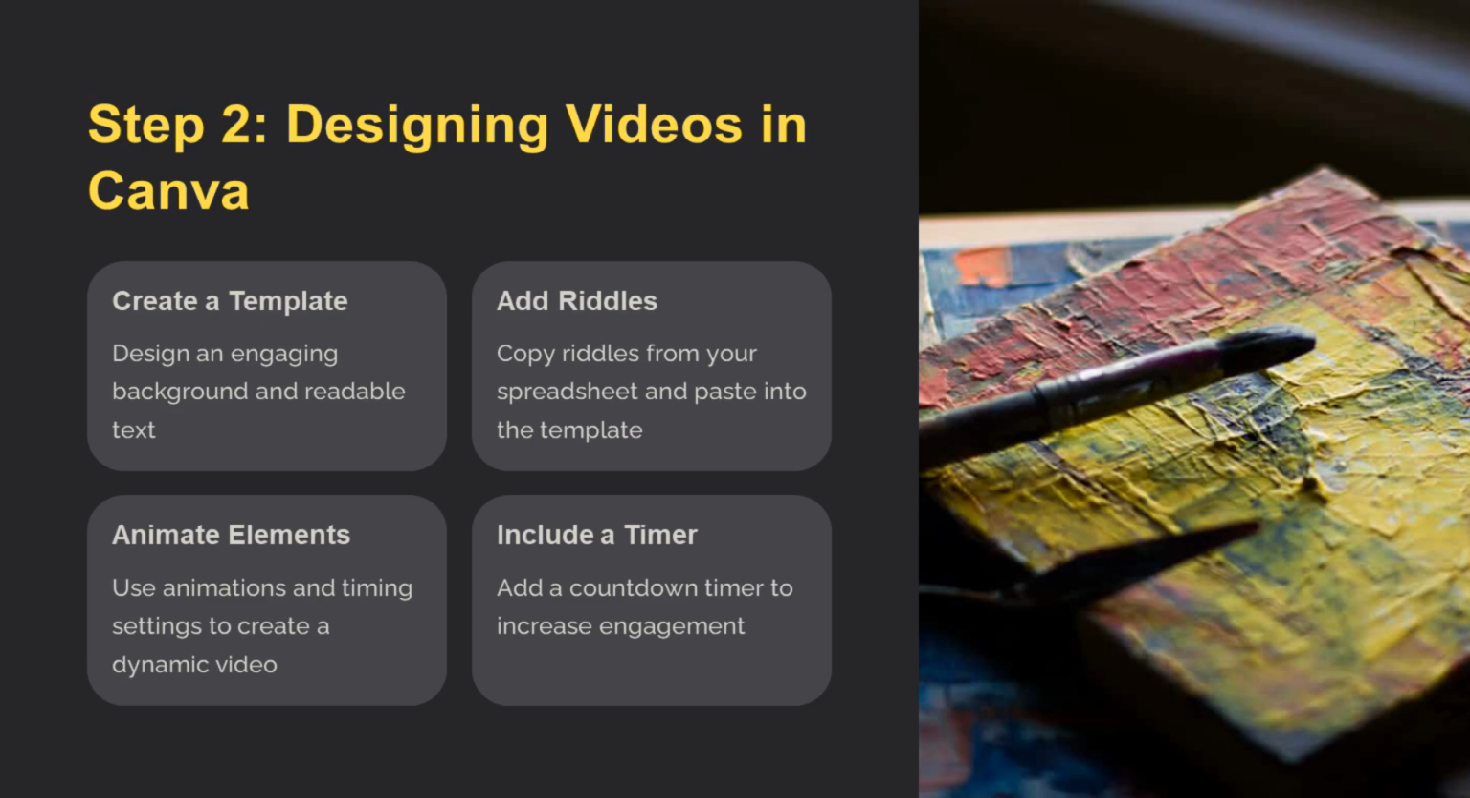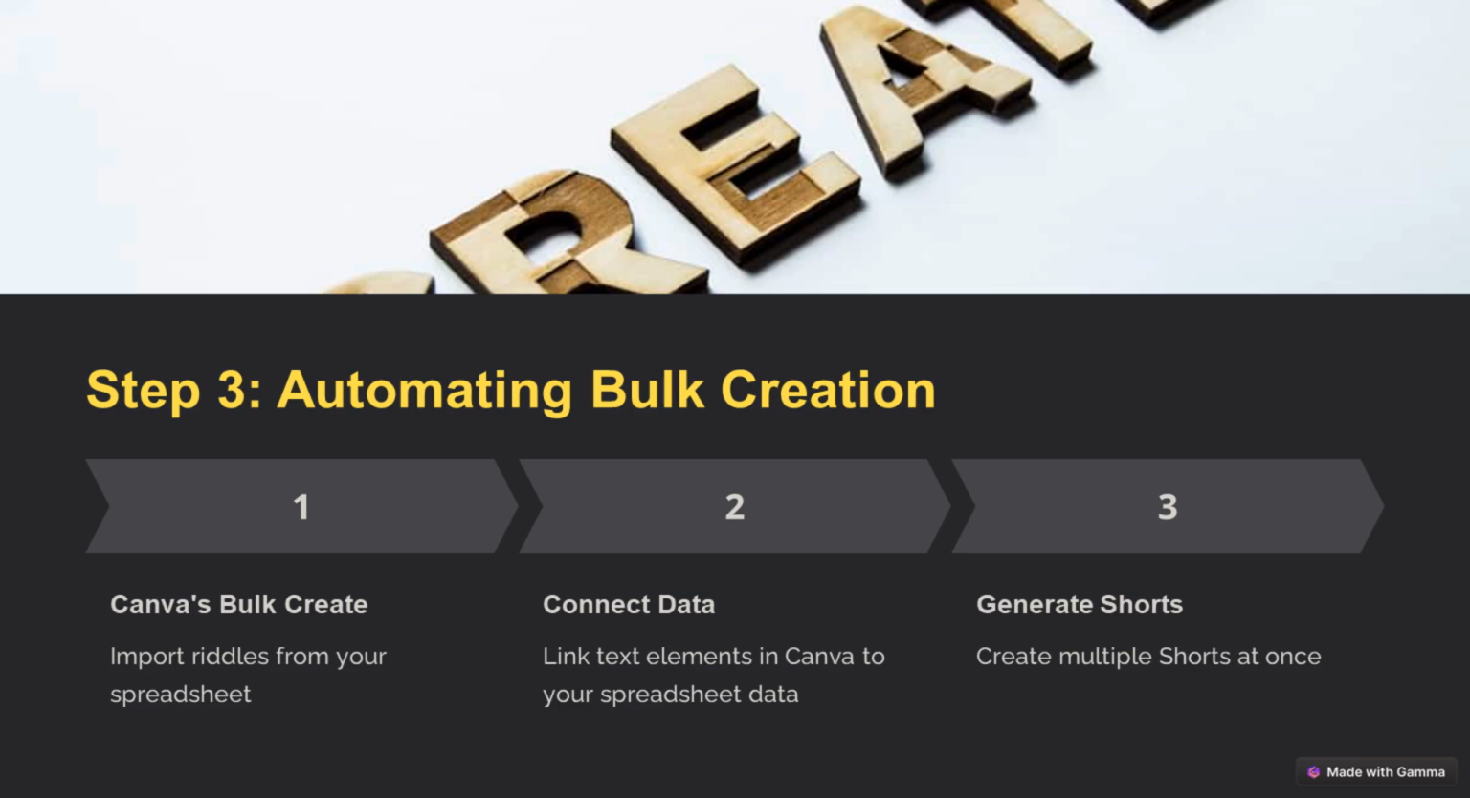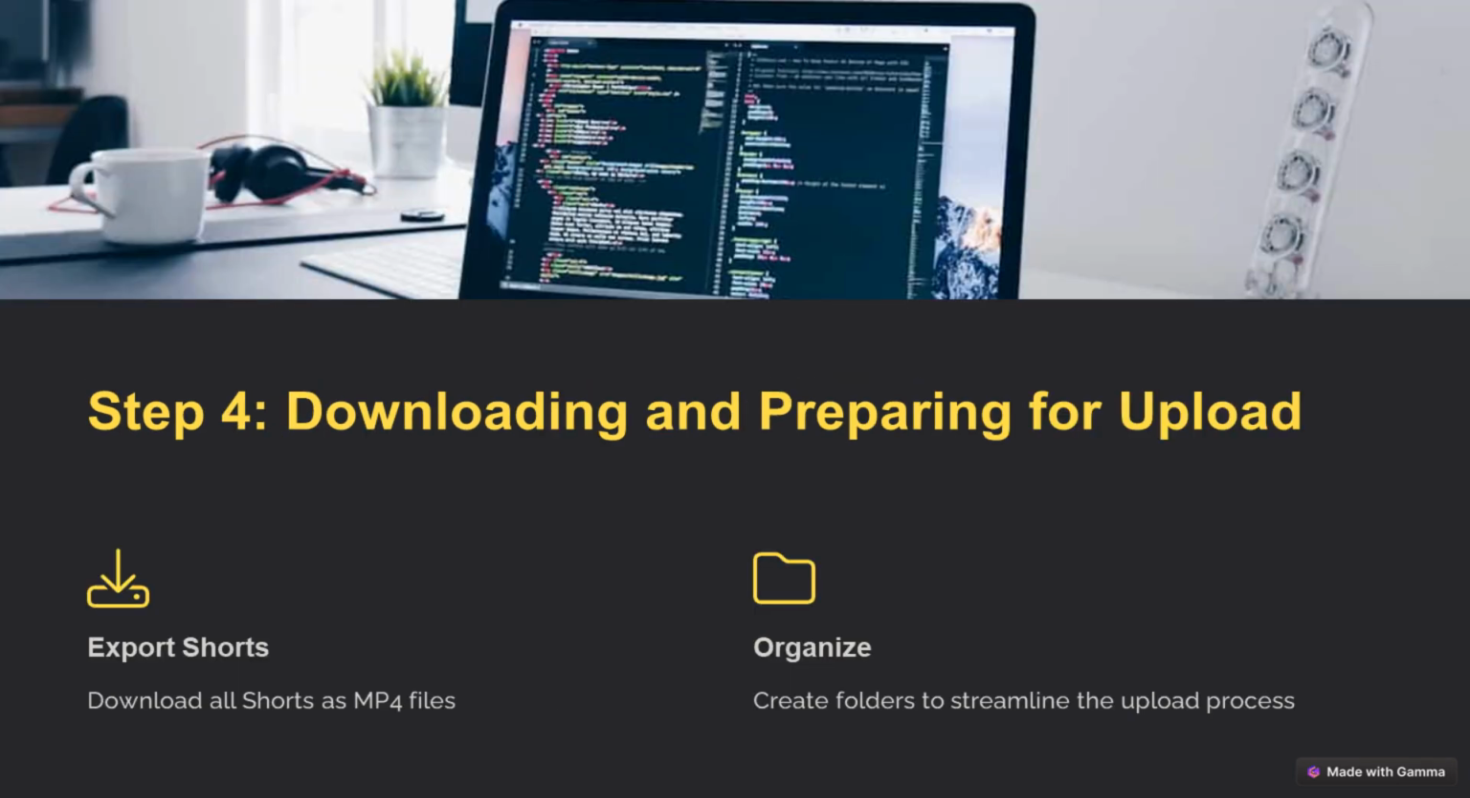Create a template, add riddles, animate elements, and include a countdown timer to increase engagement. Automate the bulk creation process by importing riddles into Canva, connecting data, and generating multiple shorts at once. Download all your shorts as MP4 files and organize them into folders to streamline the upload process.